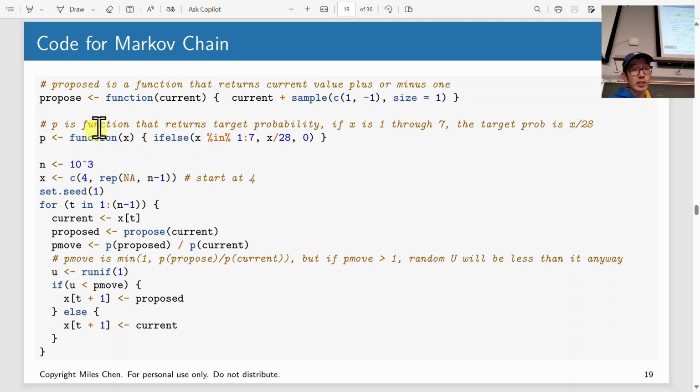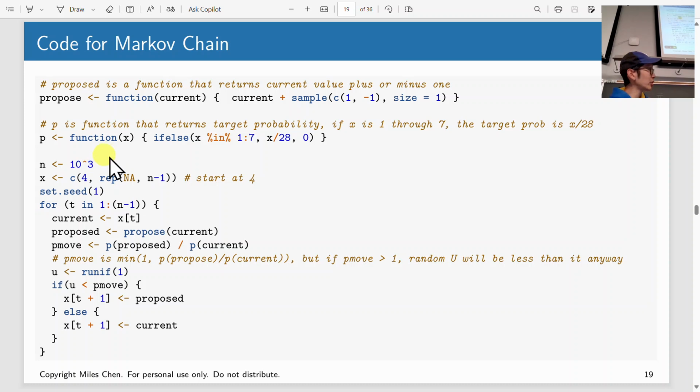And then this is the probability, P of the value we give it. It checks if the value x is a number 1 through 7. If it is, it returns that value divided by 28, and if it's not, it returns 0. So if I plug in 8, it'll return 0. If I plug in 1, it'll give me 1/28. If I plug in 7, it'll give me 7/28. This is the target probability.